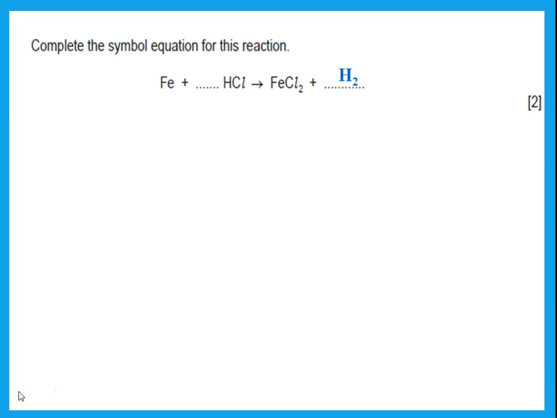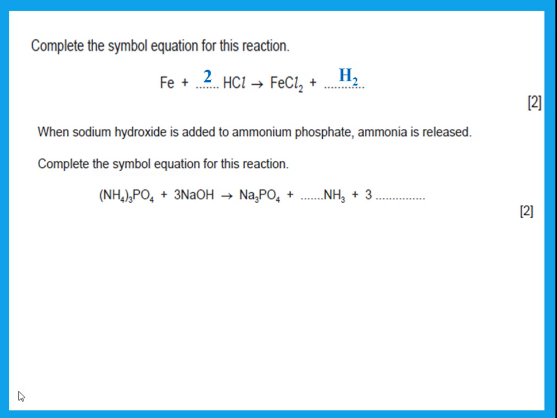Now, before the arrow, I have 1 Fe. After the arrow, I have 1 Fe. Before the arrow, I have 1 H. After the arrow, I have how many H's? 2. That means I need to put a 2 in front of the HCl so that I have 2 and 2. Remember, we increase the one that is less. But when I put a 2 before the HCl, that means I now have 2 H's and 2 Cl's. So now I have 2 Cl before the arrow. I also have 2 Cl after the arrow, and that means the equation is now balanced. Okay, these are easy. Let's try this one.